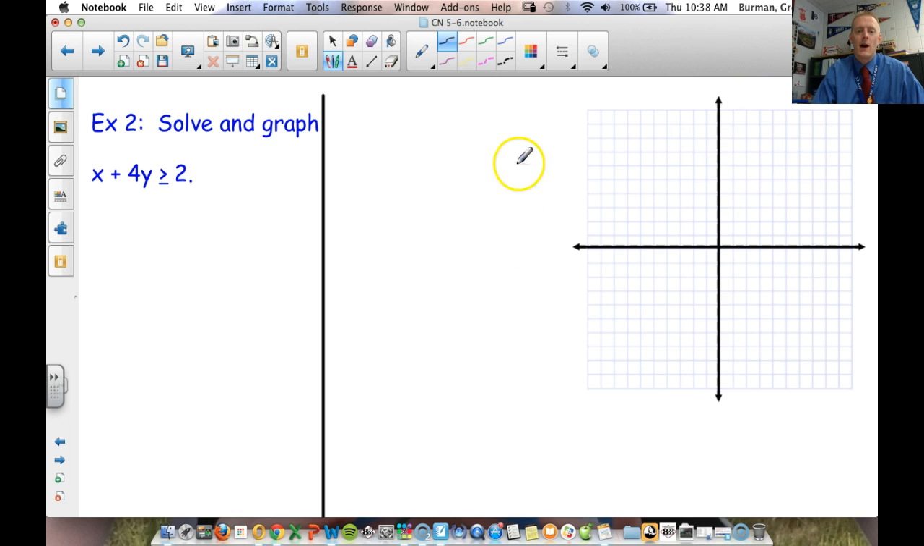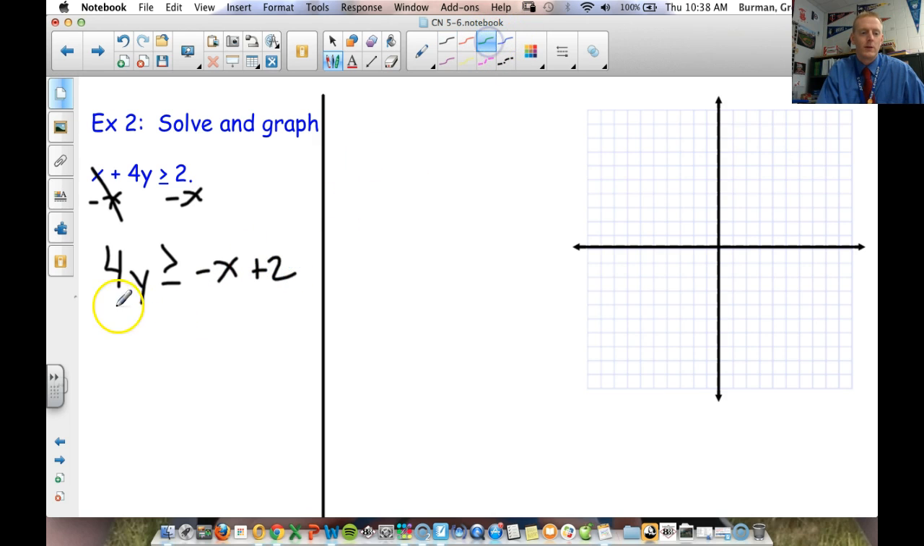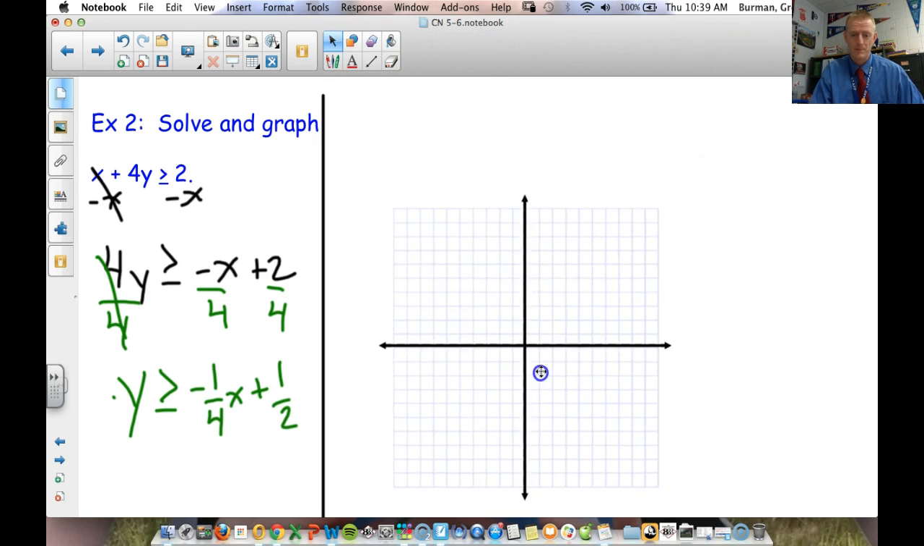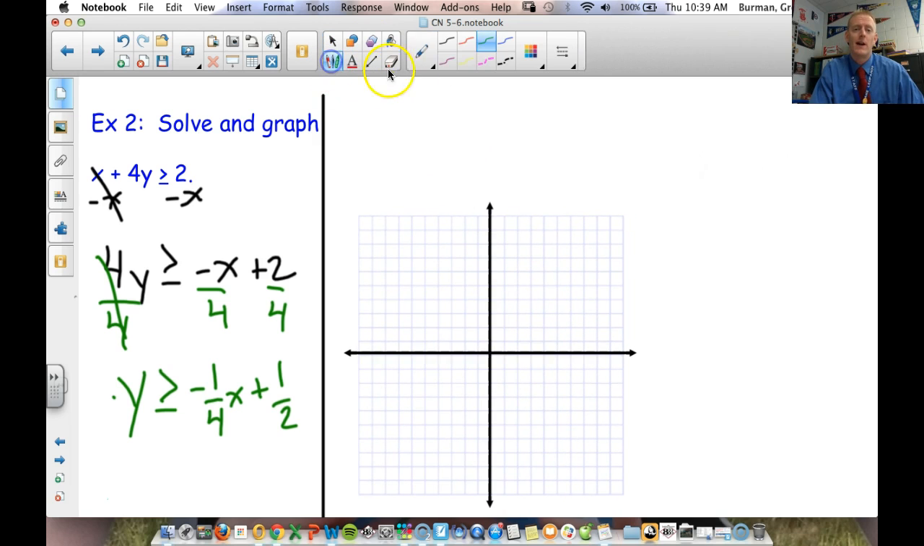Okay? Let's try again. Again, we're trying to get the y by itself. So we're going to, again, just move our x to the other side. We're left with 4y is greater than or equal to -x plus 2. We are going to then get the y by itself by dividing everything by that 4. And now y is greater than or equal to -1/4 x plus 1/2. Now folks, these numbers aren't nearly as nice as our previous problem, but that doesn't change anything. We still can graph this fairly easily.